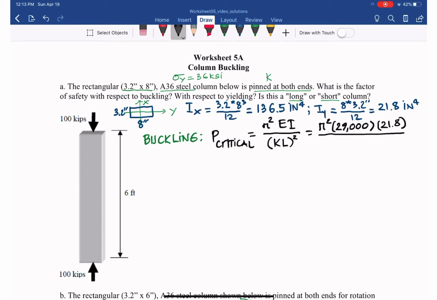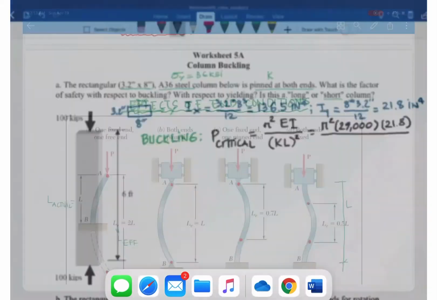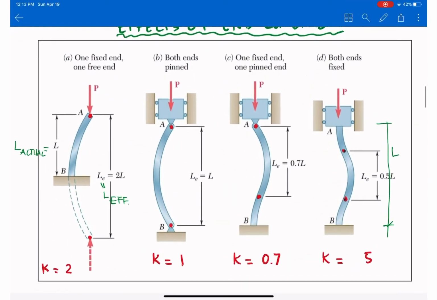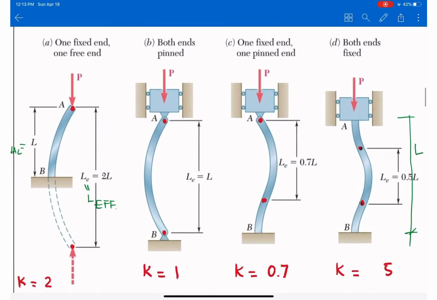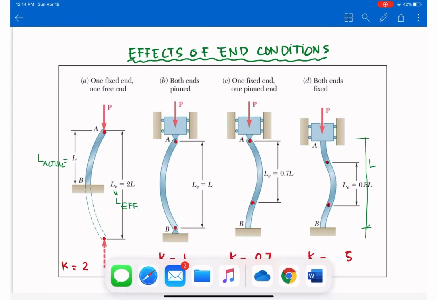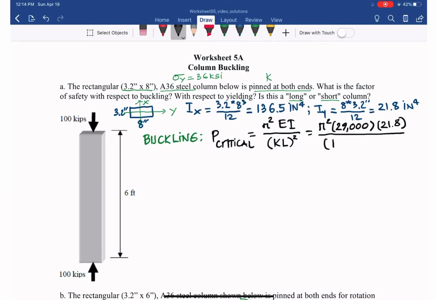What is K in here? As you can see for the K, we go back to our note: with both ends pinned, the effective length factor is K equal to 1, which is scenario B that we have here, K equals 1. So we can plug that into the equation as 1. And then what is L? L is the actual length, and in here it is 6 feet. So 6 feet equals 6 times 12, which is 72 inches. We plug that in, times 72 inches, in that equation, squared. And from that, we will determine the critical load.